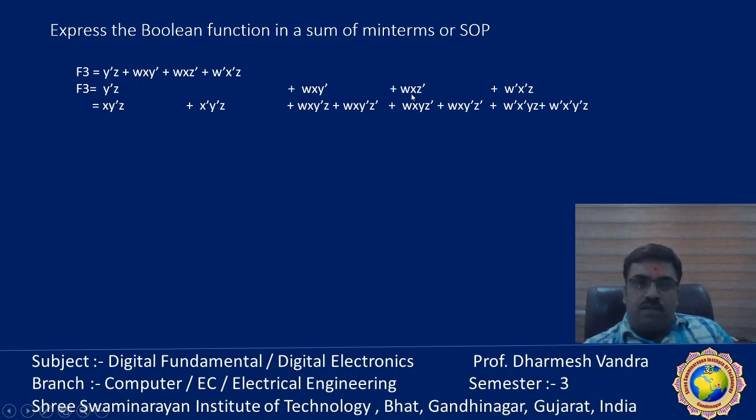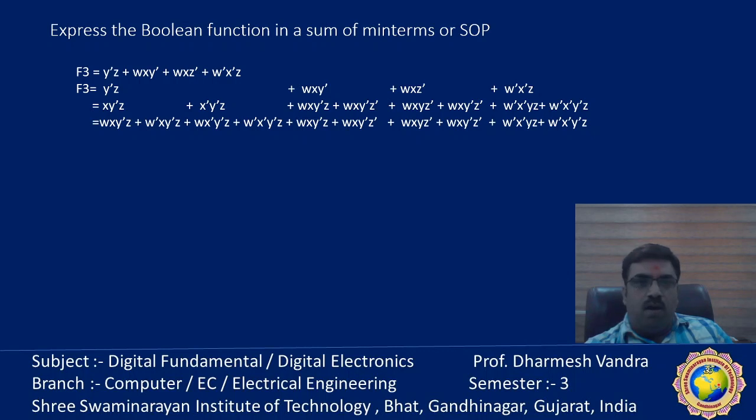literals we are getting from this expansion. For w' x' z, y is missing, so y and y'. So these two terms we expand from this one. Again, in the first two, w is missing. So w and w' will be added in the first and second terms. So finally we got a total of 8 terms. Okay, here 1, 2, 3, 4, 5, 6, 7, 8. 8 terms are there.